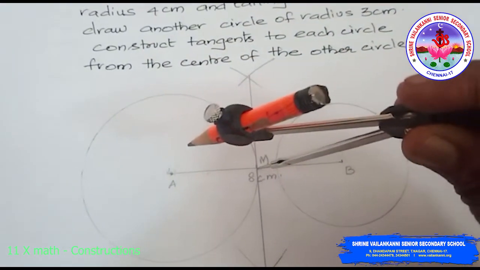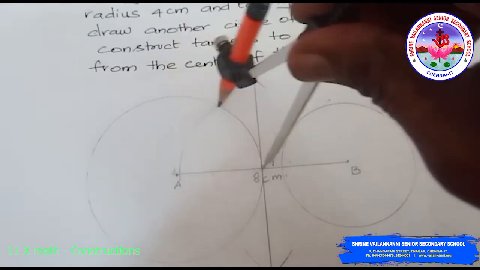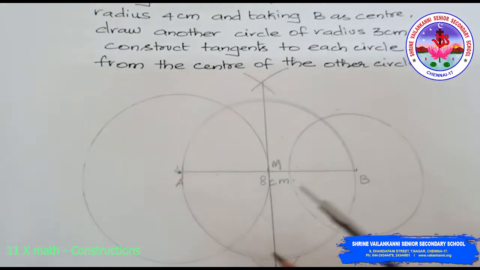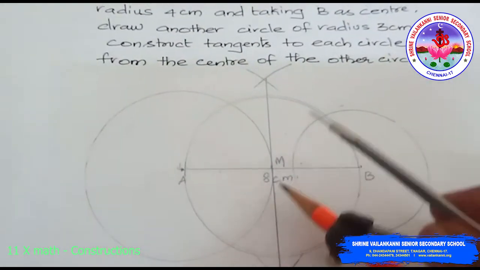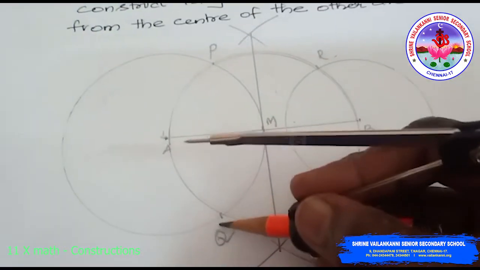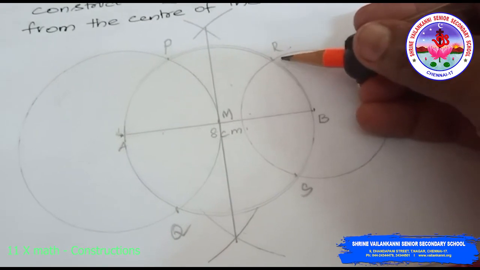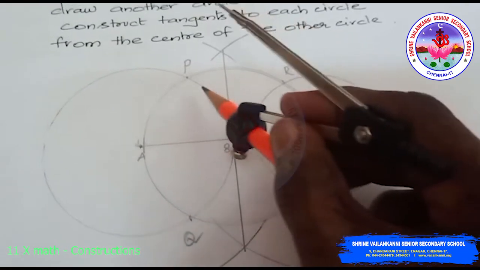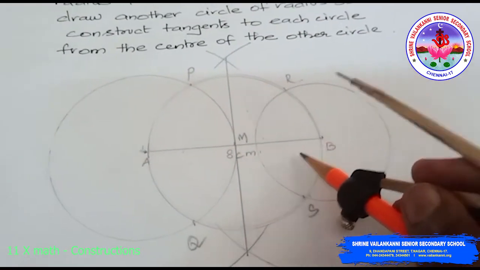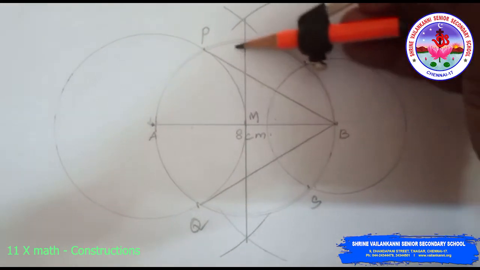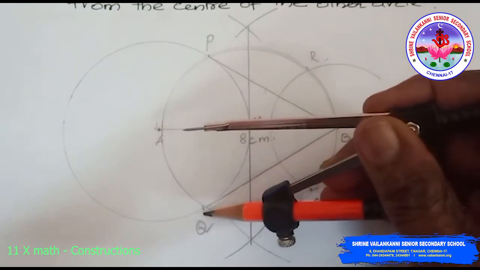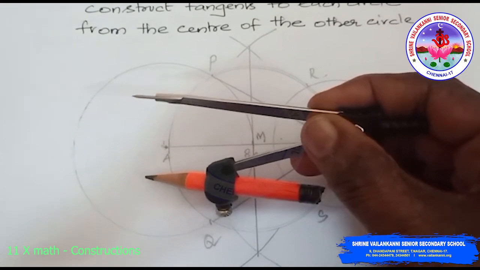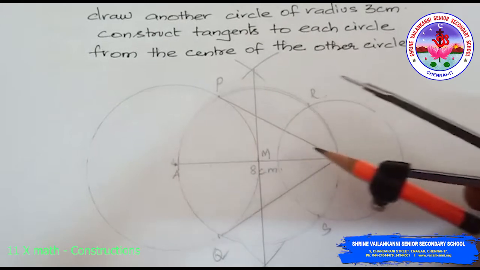Keeping the compass needle at M, I am going to draw a circle with the measure of AM such that this circle intersects the two circles at the points P, Q, R, S. From B, I am joining P, and from B, I am joining Q, where BP and BQ are the tangents to the circle having the radius of 4 centimeter from my external point B.